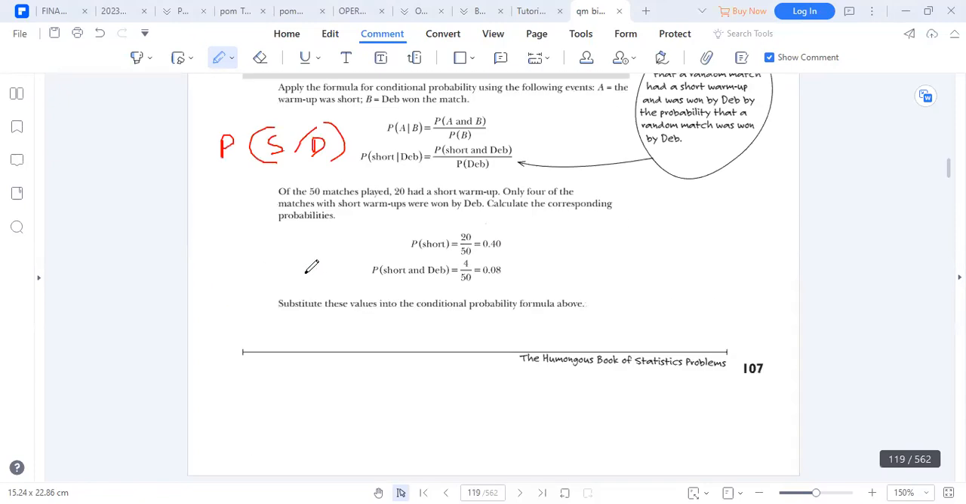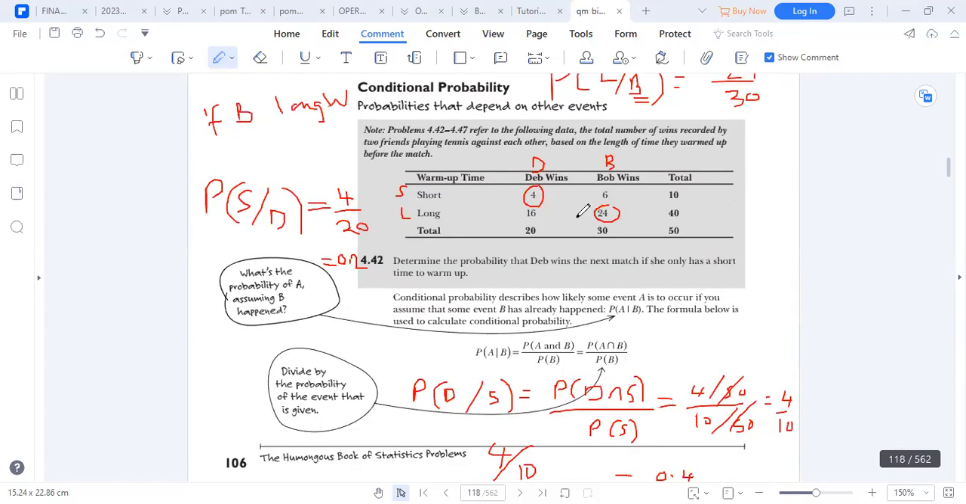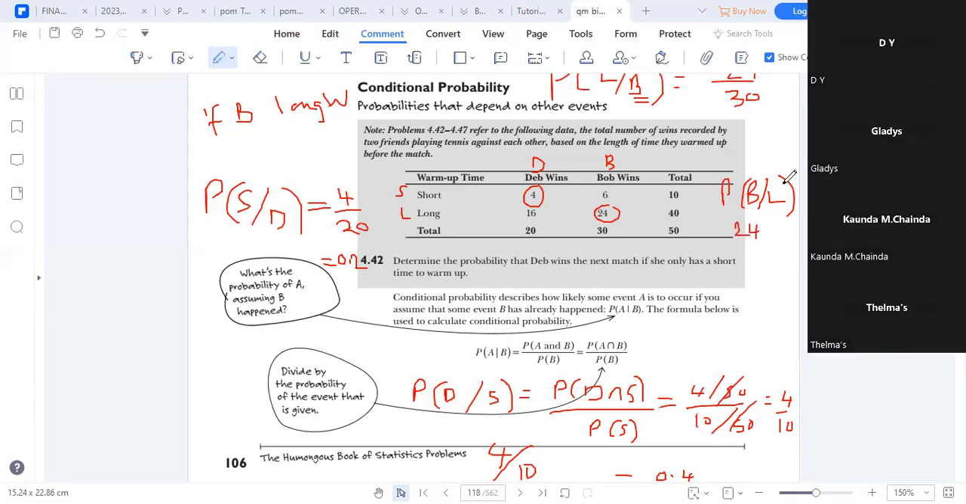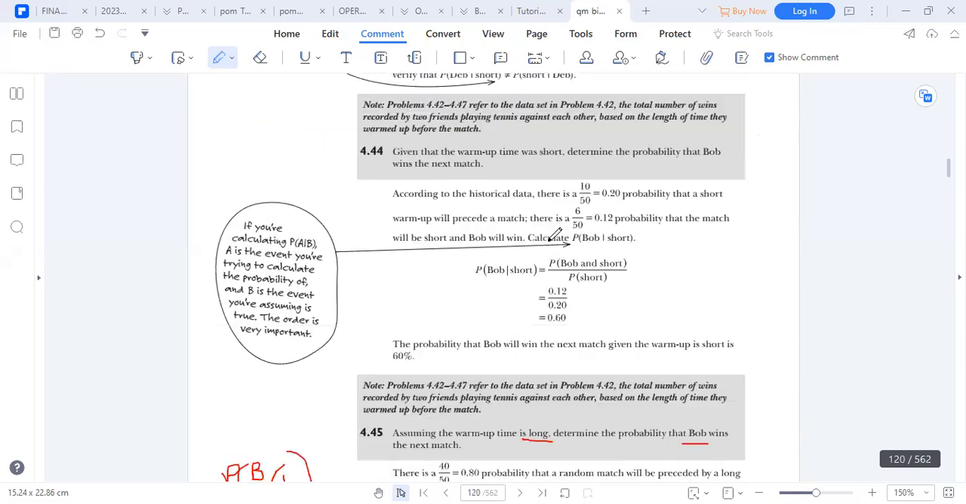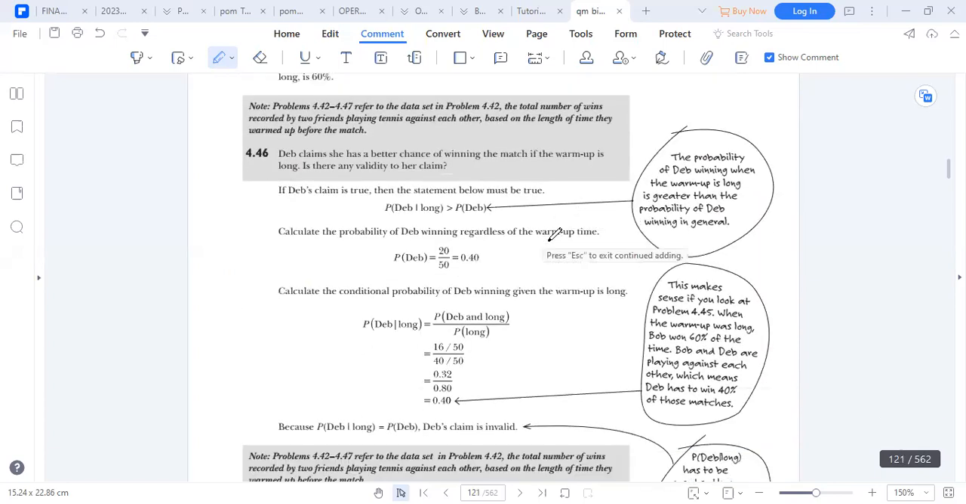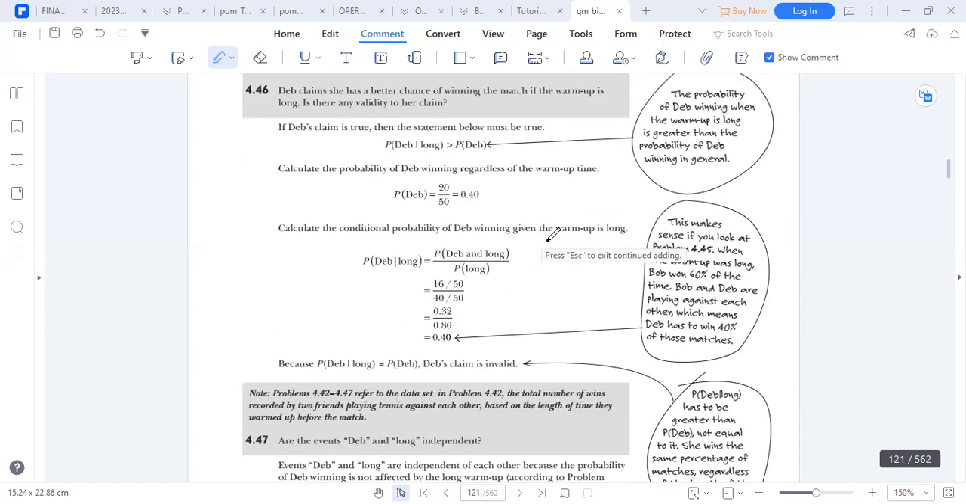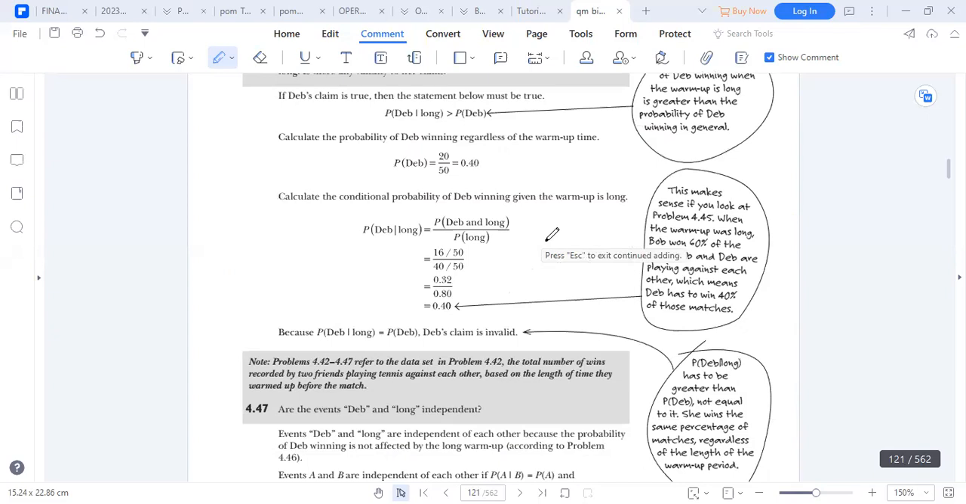So we have B given L. Bob given long, where do Bob and long meet? 24. But the total for what? The total for long is 40. Are you getting it? Trying to make it as simple as can be. So this is how you go about it.